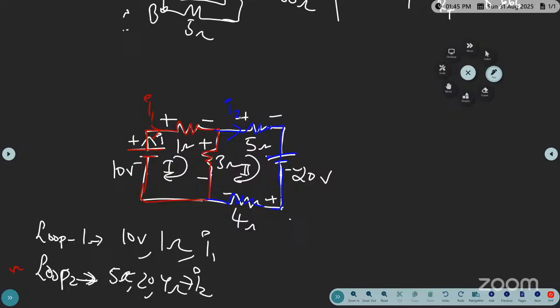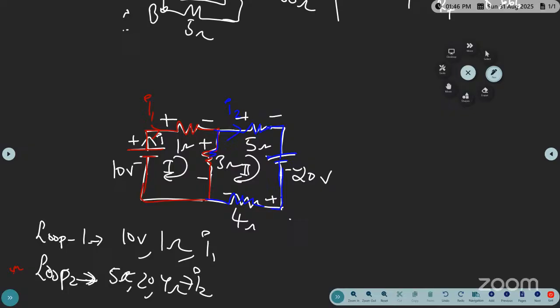So what is the current in the 1 ohm? I1. What is the current in the 10 volt source? I1. What is the current in the 5 ohm? I2. What is the current in the 20 volt source? I2. What is the current in the 4 ohm? I2. Okay. So in individual elements, individual current will flow. For the common elements, common current will flow. What is the meaning of common? Because of the 3 ohm element, which is available for loop 1 as well as loop 2.